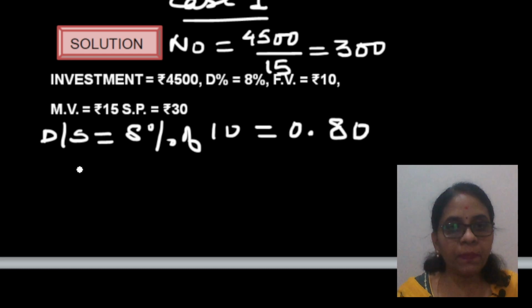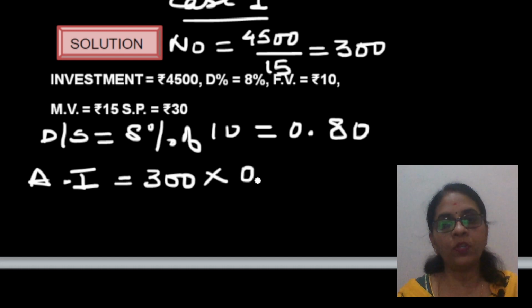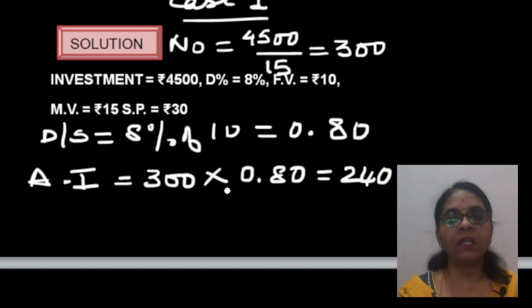This is D per share, and now we will find the annual income. Annual income is what, children? Annual income is equal to number of shares 300 into D per share, which is 0.80. 30 into 8 or 3 into 8 is nothing but 24. So it becomes 240. This is the annual income.